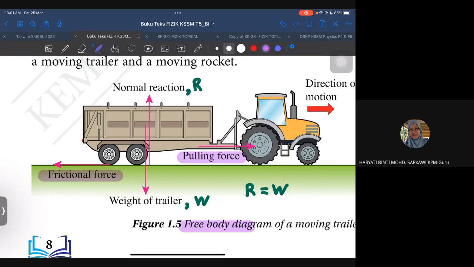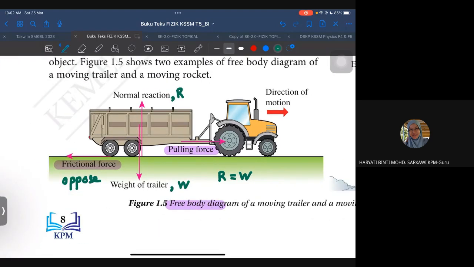Okay, frictional force is the force that always opposes motion. Selalu menentang pergerakan. Always oppose motion. So if let's say the direction of motion is to the right like this, the frictional force will be acting to the left. And we normally label it on the surface in contact. So here we label the frictional force on the ground, but opposite to the motion. If the motion is to the right, frictional force to the left, you draw it exactly on the surface. Faham? If the motion is to the left, the frictional force will be to the right. Faham?